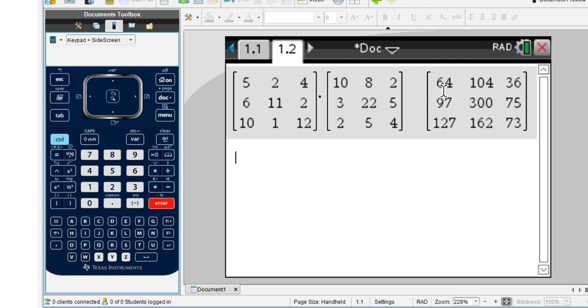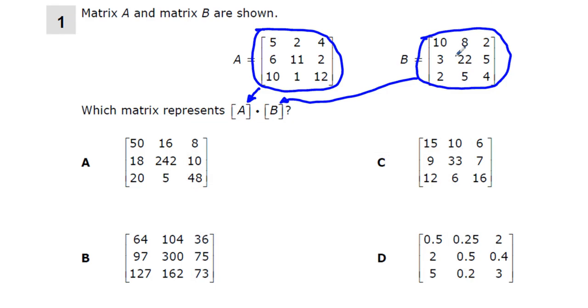The top row is 64, 104, 36. This is where we find it, 64, 104, 36, and we can see everything else is in place. So our correct answer is B. I hope you eventually learn to multiply these two matrices together, but until you do, rest assured that your calculator can do the job.